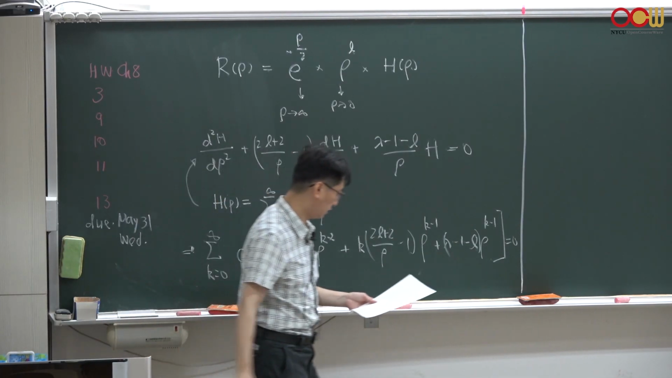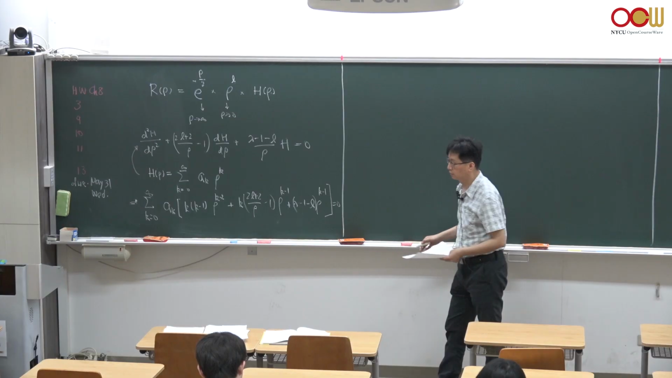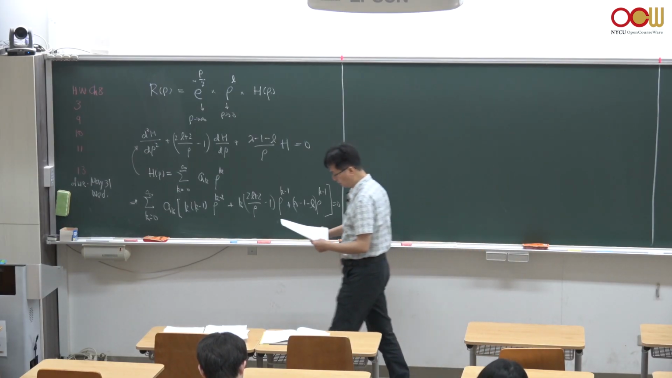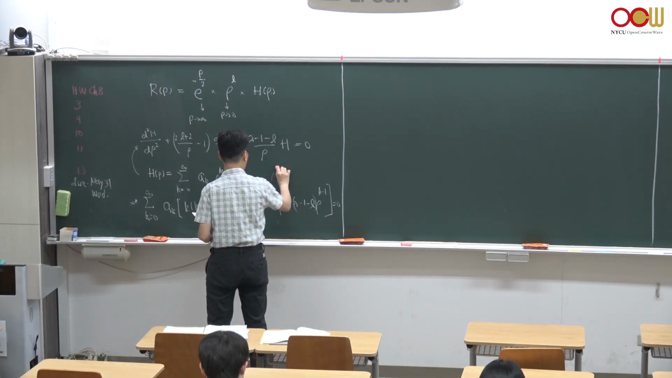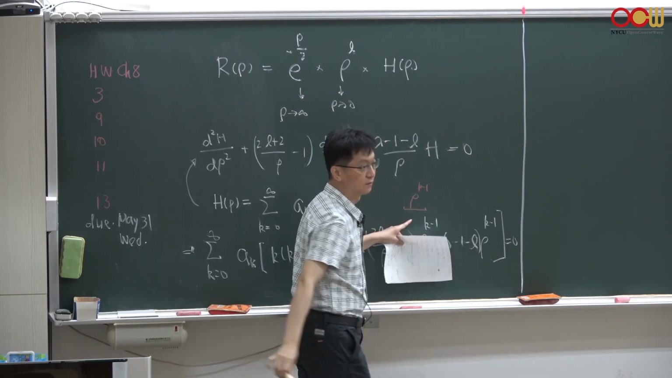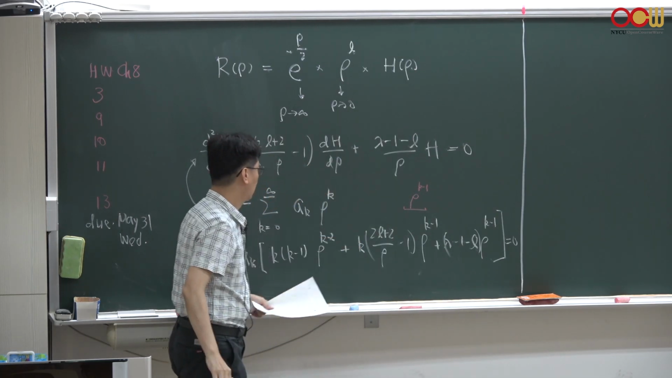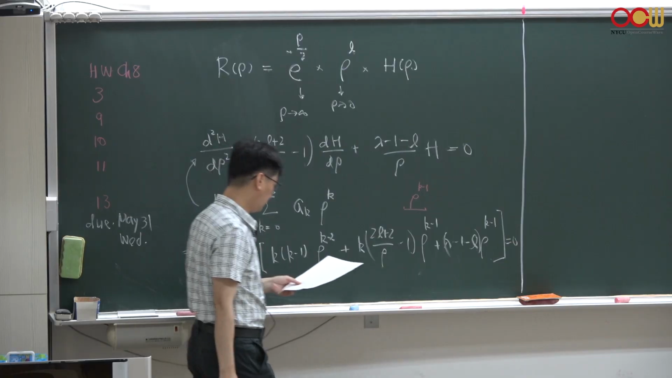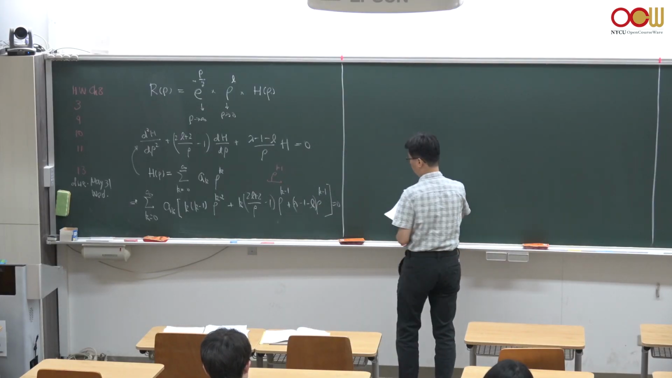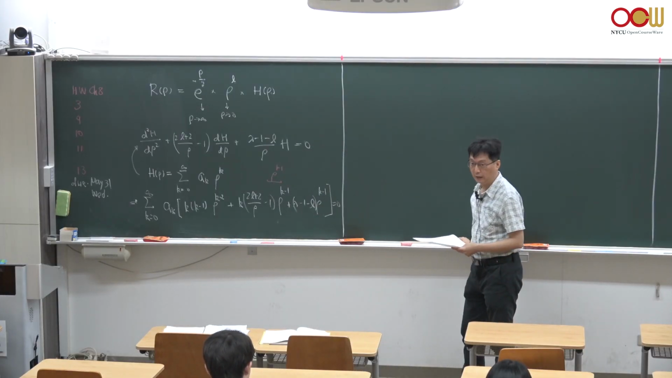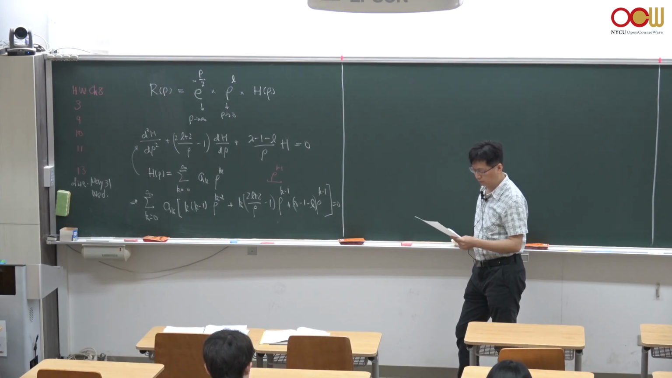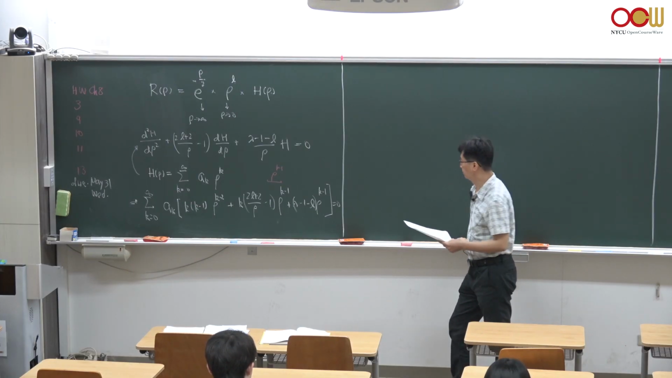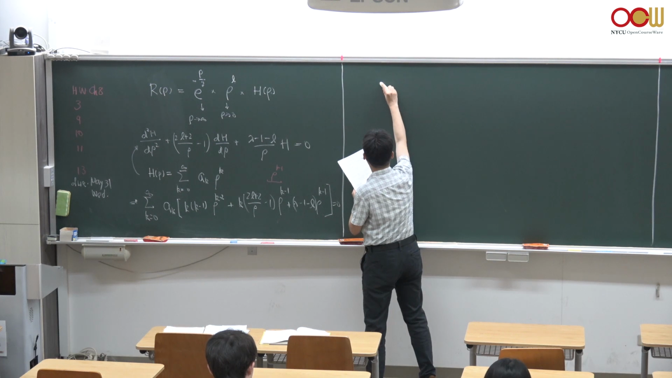Now let's collect the terms that are proportional to rho to the power of k minus 1. So let's find the coefficient in front of this power, rho to the power of k minus 1, and we could find the relation between a of k and a of k plus 1, or a of k minus 1. So let's do it.